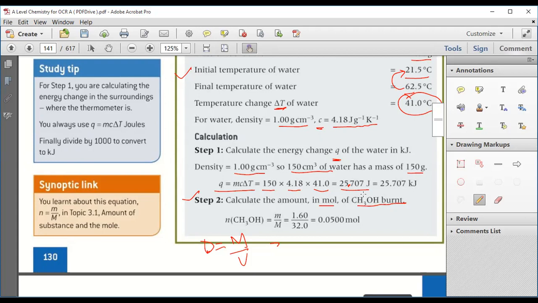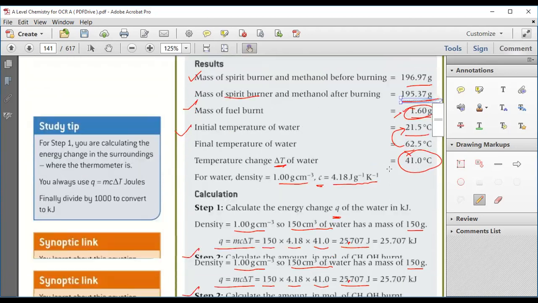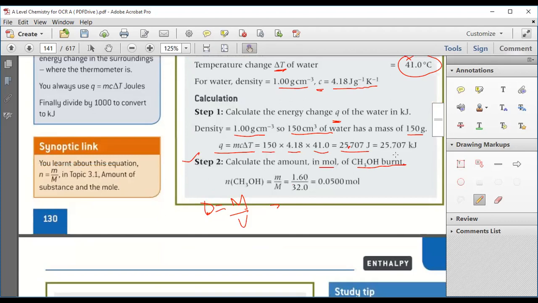Now we have to calculate the amount in moles of CH3OH burnt. What will be the amount of methanol burnt? Number of moles is equal to given mass upon molecular mass. The given mass of fuel burnt is 1.6 gram. If you divide this mass by the molecular mass of methanol, you will get the number of moles of methanol burnt. This is equal to 1.6 divided by 32, that is 0.05 mole. Is that clear?